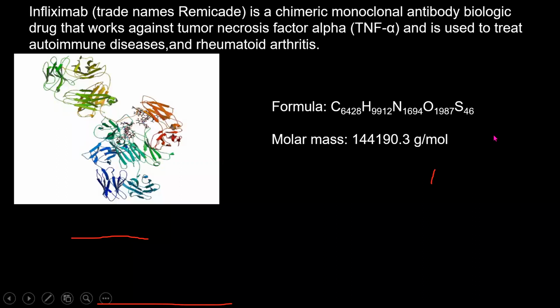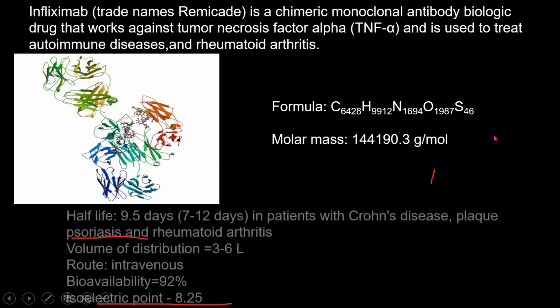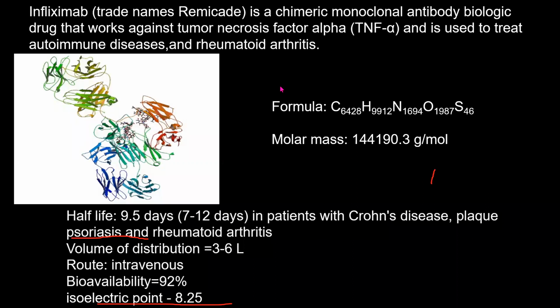And again, this is a very big molecule. It's again used for autoimmune diseases and rheumatoid arthritis. Look at the formula, molecular mass. It's a big molecular mass. Half-life is 9.5 days. And then bioavailability is 9.